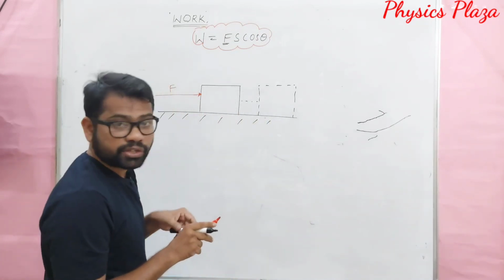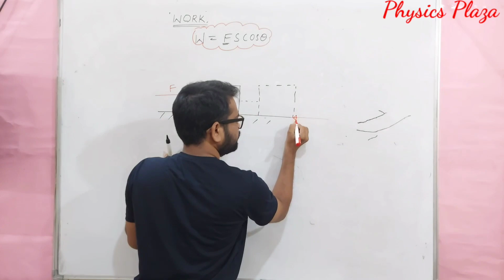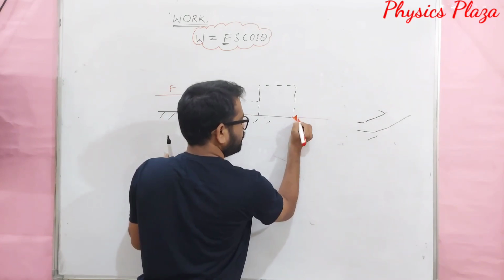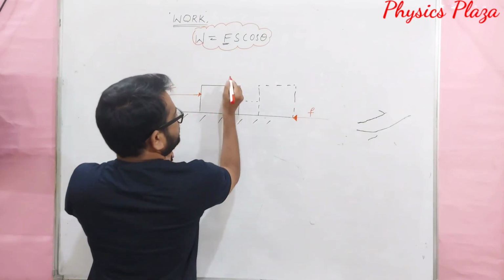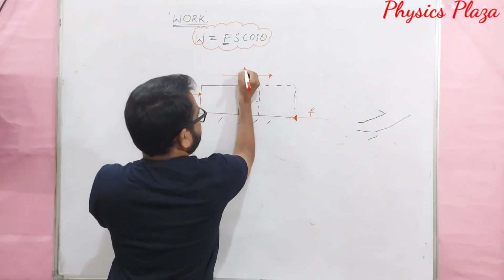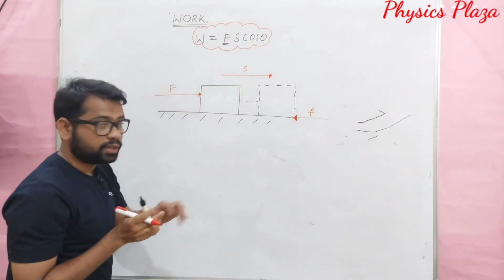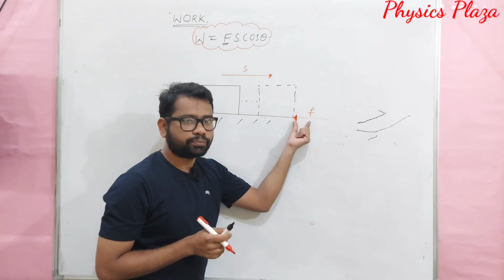So what is the direction of frictional force, children? The direction of frictional force will be like this. It always opposes. Children, remember that. The body is displaced in this direction. This is the displacement. Children, this is the external force. Here is the force of friction.